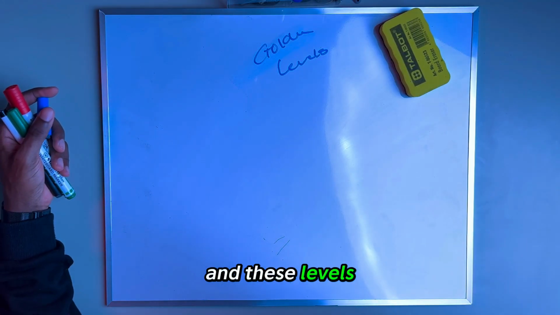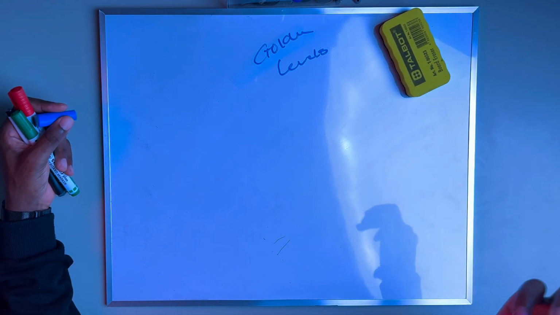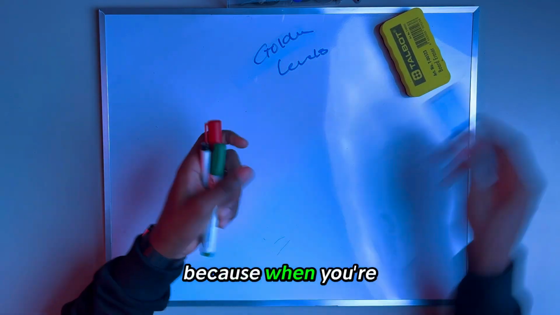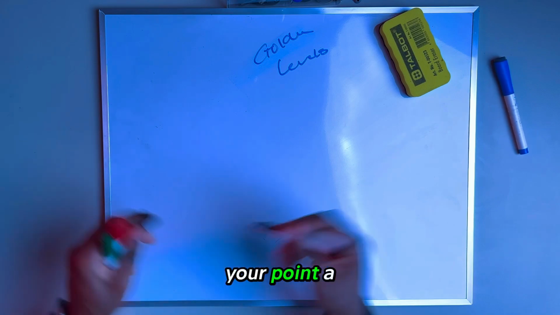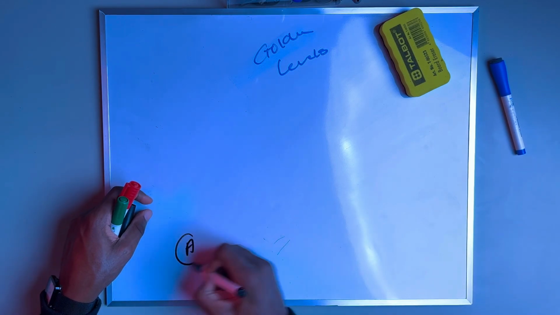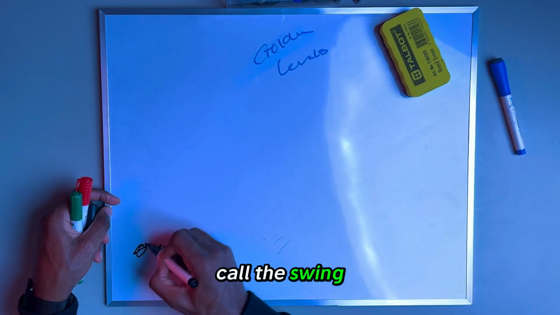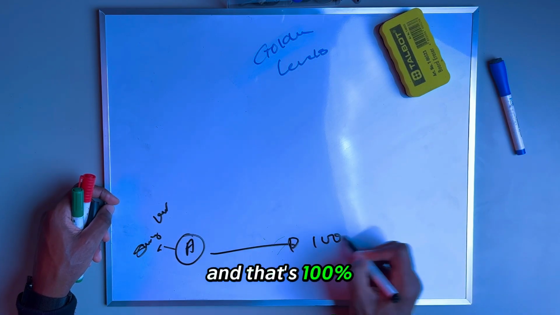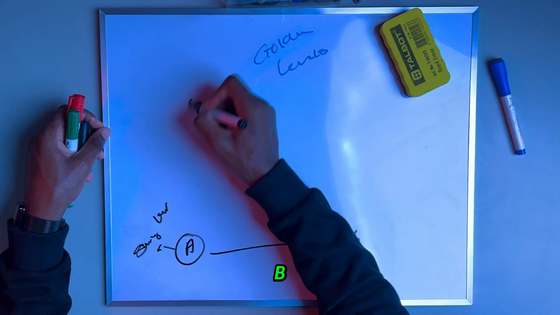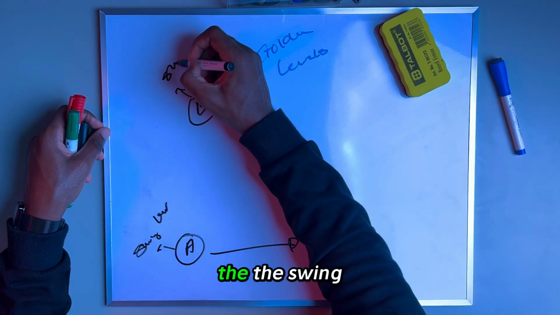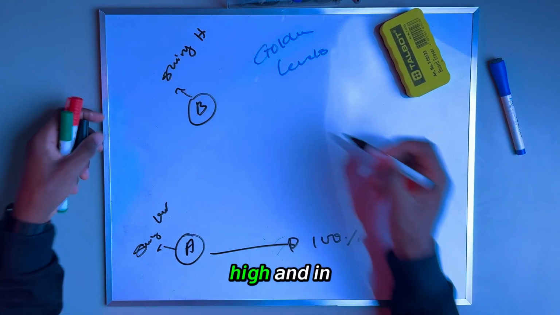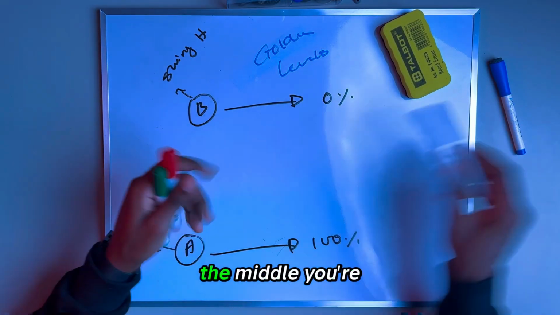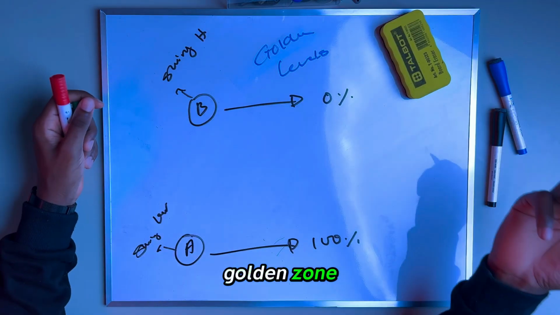These levels are the ones that we're going to be looking at to see how far price is going to retrace. Because when you're using your Fibonacci retracement tool, you're going to have your point A, which we also call the swing low, and that's 100%. And we're going to have your point B, which we call the swing high. And this is your 0%. And in the middle, you're going to have your golden zone.